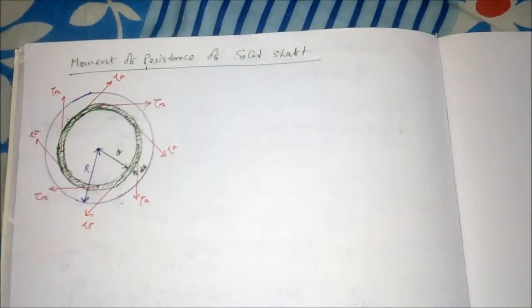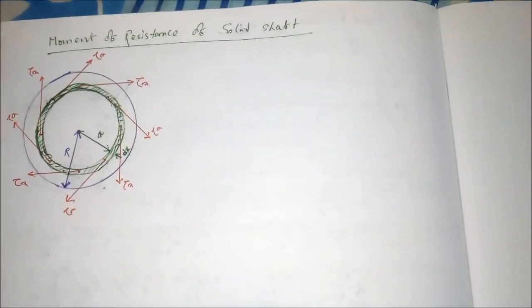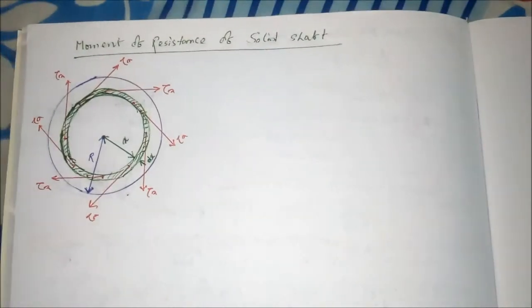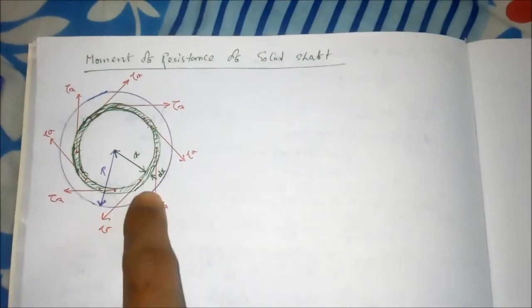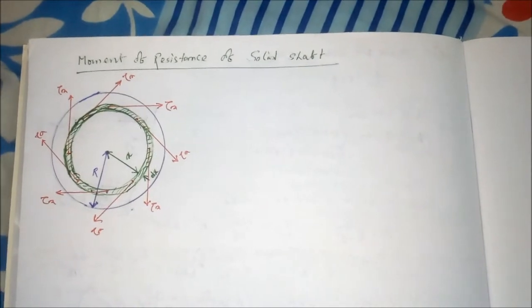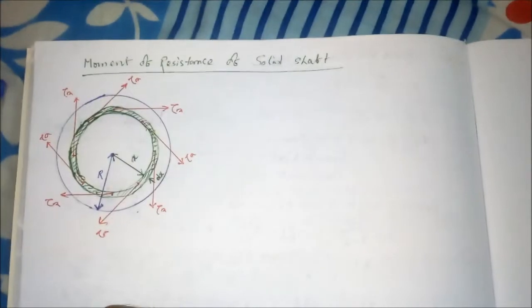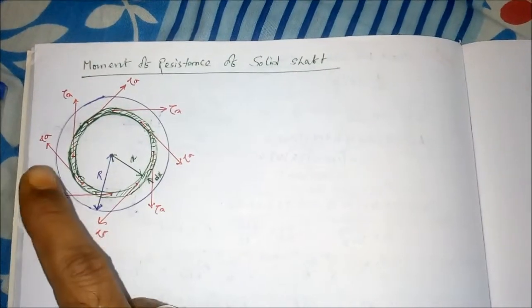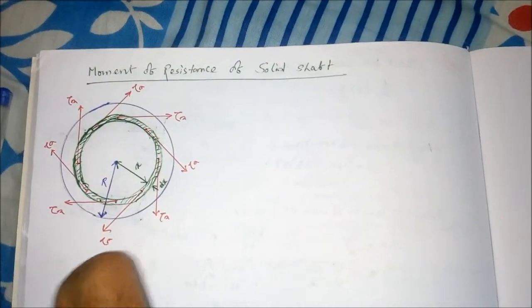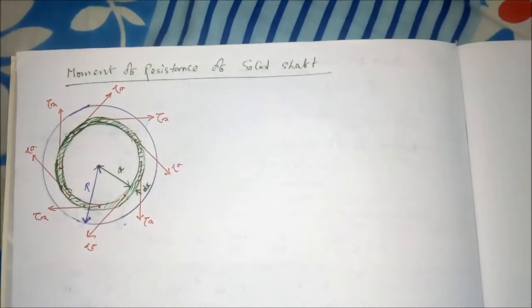In the last class we discussed the relation between tau, the maximum shear stress at the outermost surface of a shaft, and the radius of the shaft, with the modulus of rigidity, theta, the angle of twist, and the length of the shaft. Now let us find out what the moment resistance of a particular shaft will be.